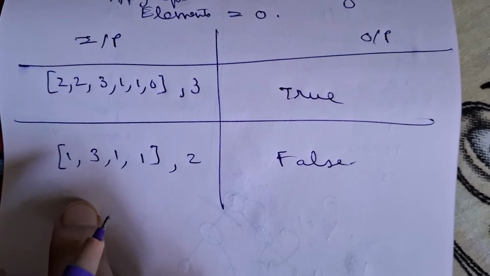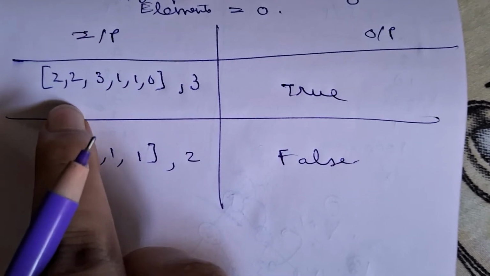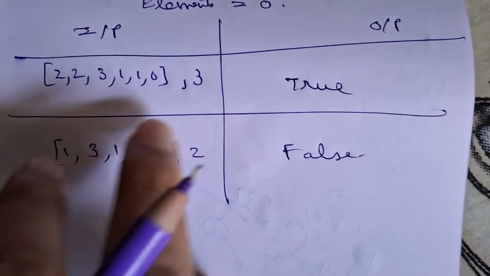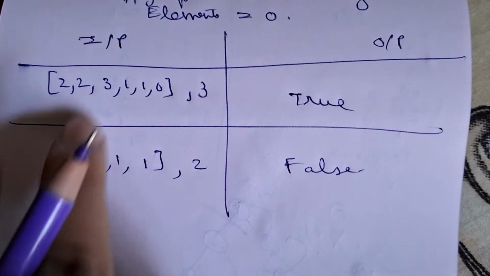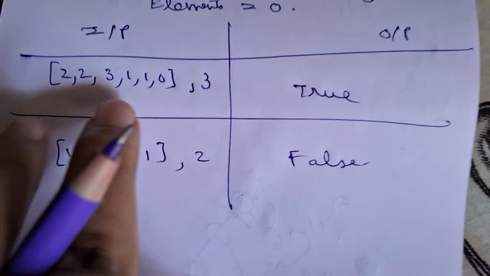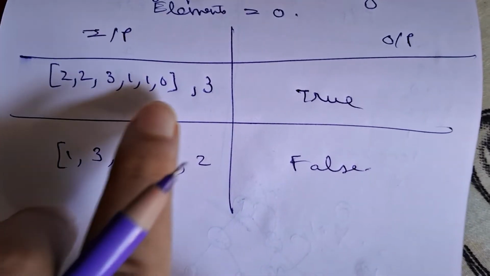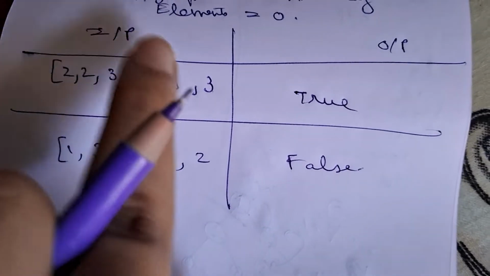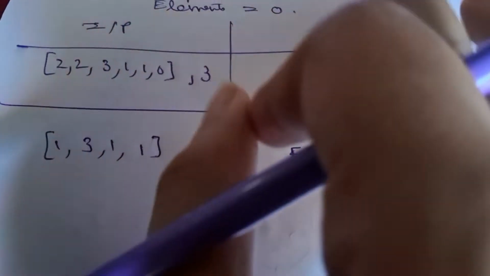So the problem statement is very simple. You're given an array and k, and what you can do is select a subarray of length k and decrease 1 from all the elements, and you have to find out whether it is possible to make all the elements 0 after applying any number of operations.